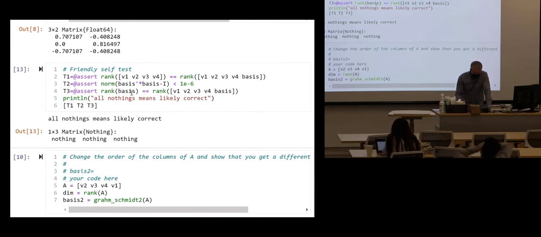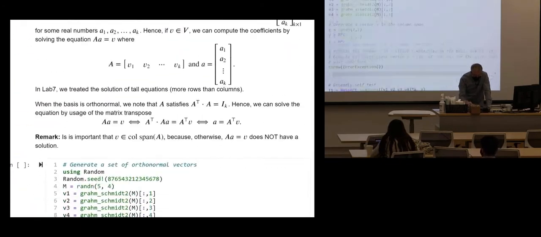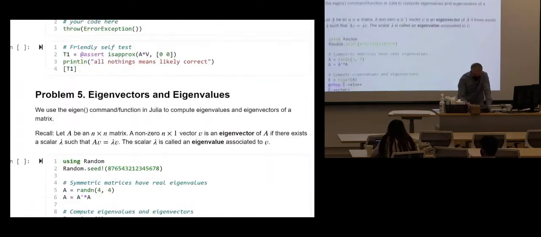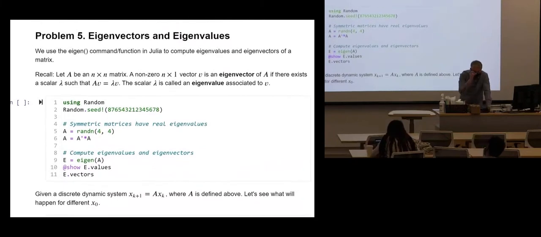So you can use the rank to just check the number of linearly independent vectors in a set. And what the rank command is really doing, it's forming A transpose A and doing LDLT and looking at the number of non-zero elements on the diagonal of D. Bingo. We're going to skip all the way down to eigenvectors and eigenvalues, because I think you guys can play with null space and things like that on your own.